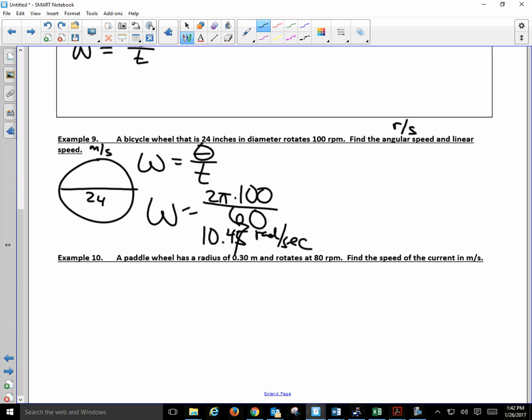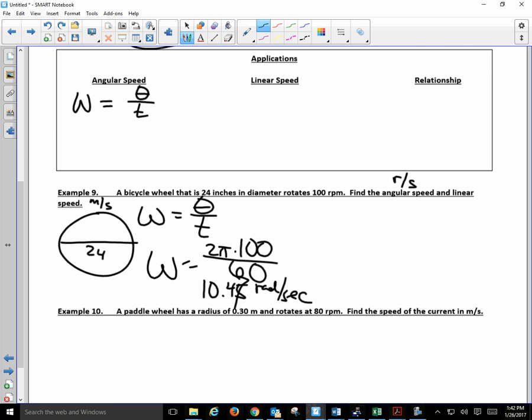All right. Now it says find the linear speed. So let's just quantify this first. 10.47 radians per second. How much is 6.28 radians? That's once around, right? So this means every second it's going more than once around. Almost twice around, but not quite. All right, that's what that means.